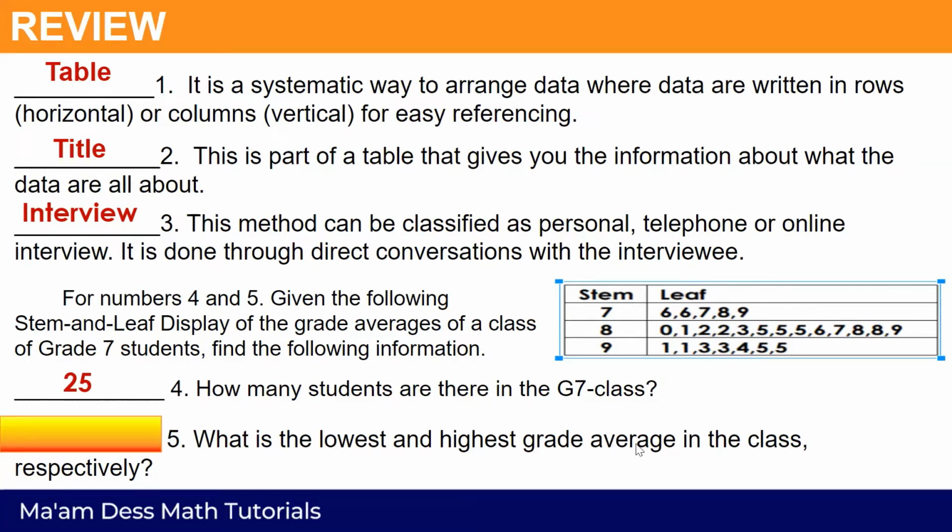Number 5. What are the lowest and highest grade averages in the class, respectively? So look again at the stem and leaf. We have 76 and 95. How did we get the lowest? Look for the stem value 7 and the leaf 6. So 76 is the lowest average. And the highest is 95. Look for the stem 9 and the leaf 5. So it's 95.